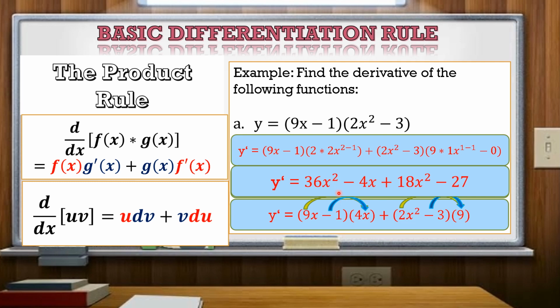So, ano yung mga like terms dito? Ito, sa x squared at saka sa x squared. So, pagsasamahin natin, meron tayong 36x squared added by the 18x squared. Then, the final answer is 54x squared minus 4x minus 27. And this is the derivative of your functions. That is the product rule.